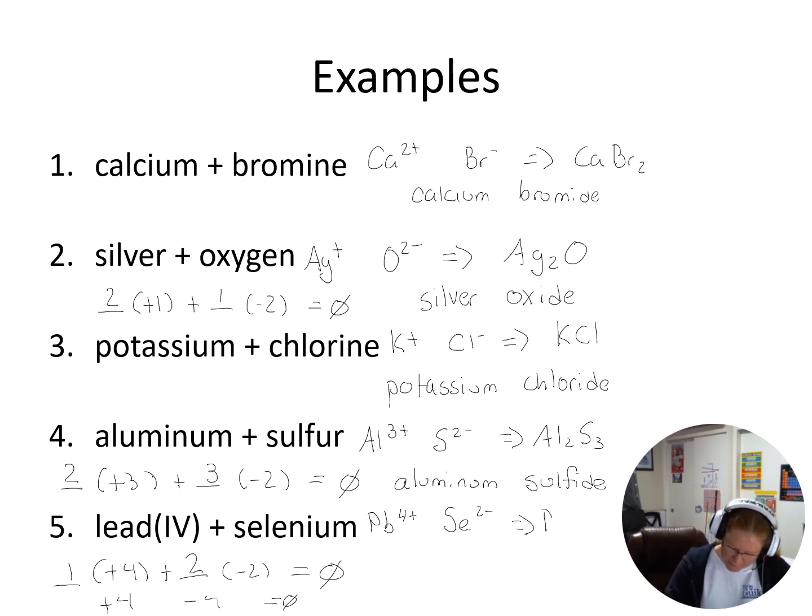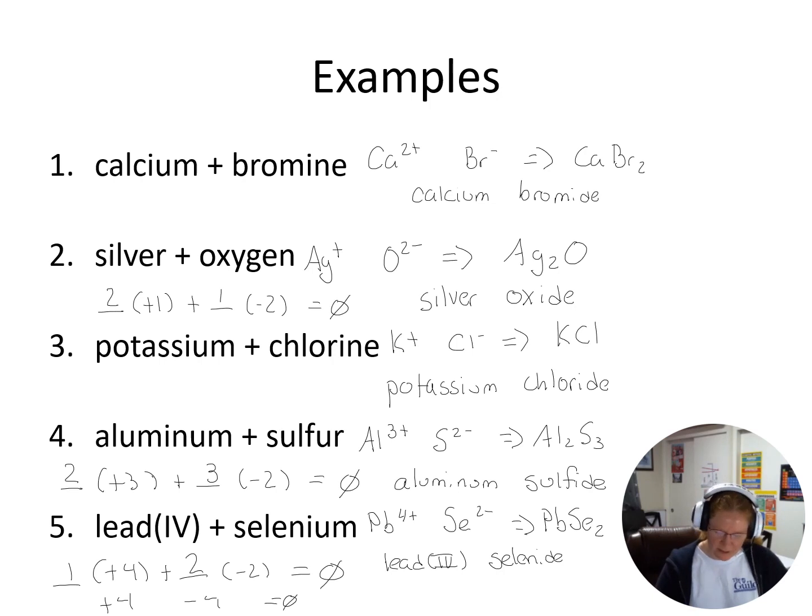Okay, so I'm going to get this PbSe2. Okay, and so my name is going to be lead 4. And when I write these out by hand, I put the bars over the top of them because that's the way I was taught. So lead 4, and then selenium becomes selenide. Okay, so lead 4 selenide. All right.